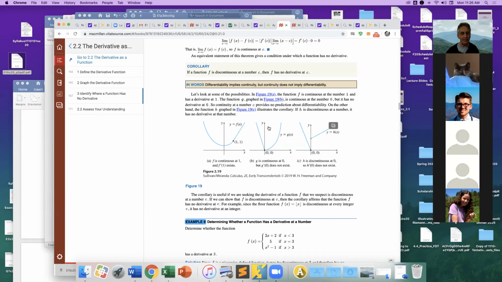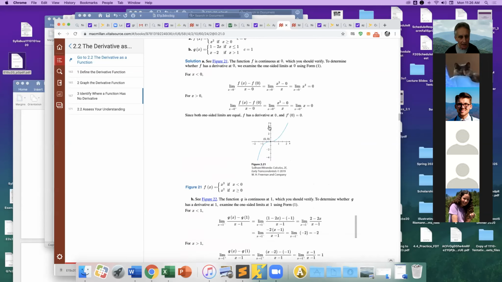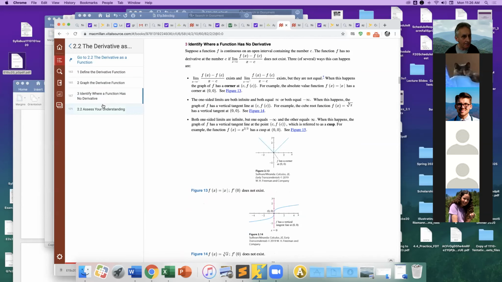So let me tell you this. Let's go down to section 2.3. I want to show you this. So where the function has no derivative, here's an example.